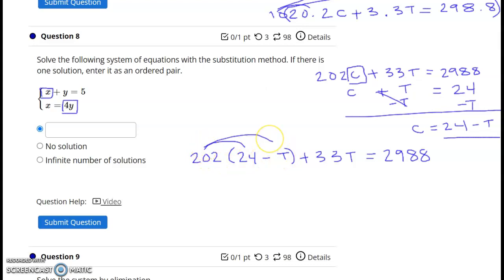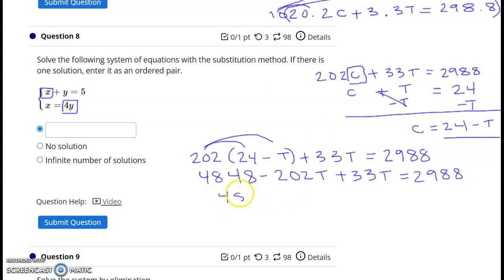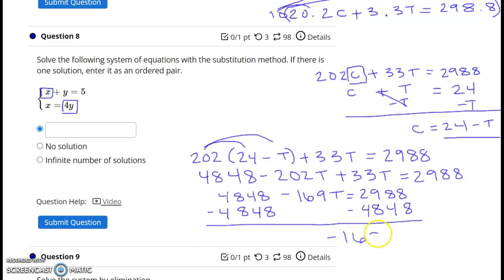Let's go ahead and distribute. So 202 times 24, we'll get 4,848 minus 202t plus 33t equals 2,988. So at this point, we're just simplifying. We're just trying to get like terms on the same side. So let's combine our negative 202t and our 33t. So we still have 4,848 minus 169t equals 2,988. We'll subtract this 4,848 from each side. We get 1860. So negative 169t equals 1860.